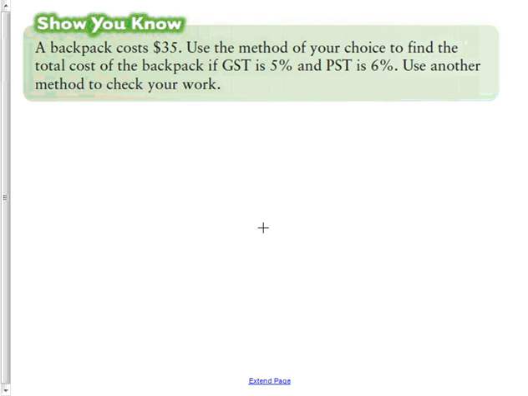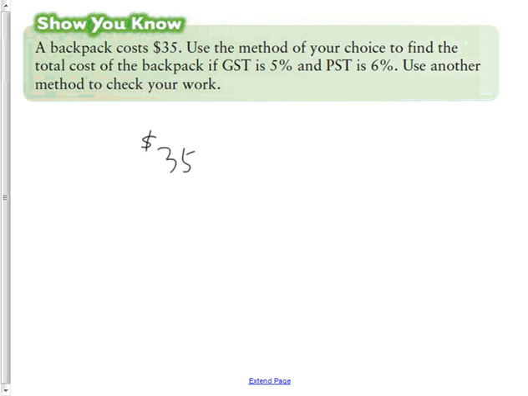you'll have two taxes you have to calculate separately. So we'll still learn how to do it. It's still useful for discounts and things like that. So a backpack costs $35. It says use a method of your choice to find the total cost of the backpack if the GST is 5% and PST is 6%. Use another method to check your work.